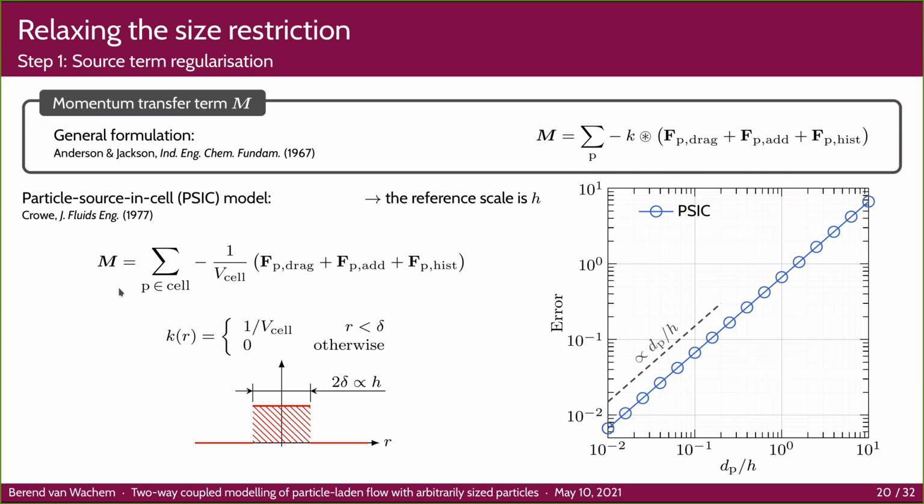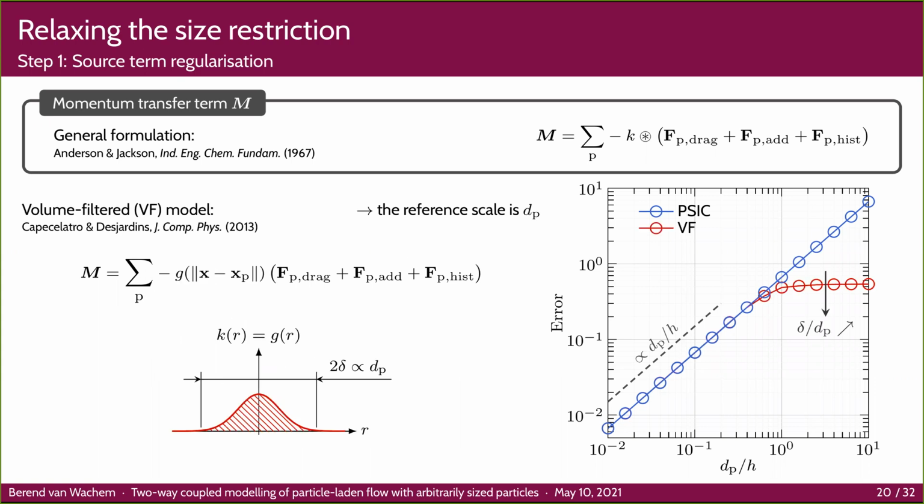So in classical particle-source-in-cell, we just divide all our forces over the whole cell. So our k of r is just 1 over the cell volume if it falls inside the cell. You see it's a block here. And we get this error, which increases as our ratio of the particle diameter over the mesh spacing increases. Of course, we already know for 20 years that we are doing something wrong if we have to refine the mesh or we want to track large particles.